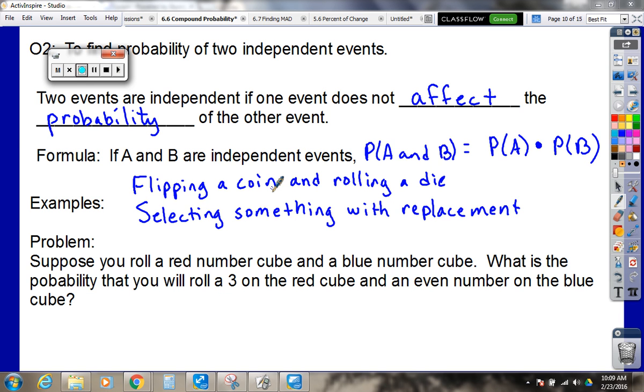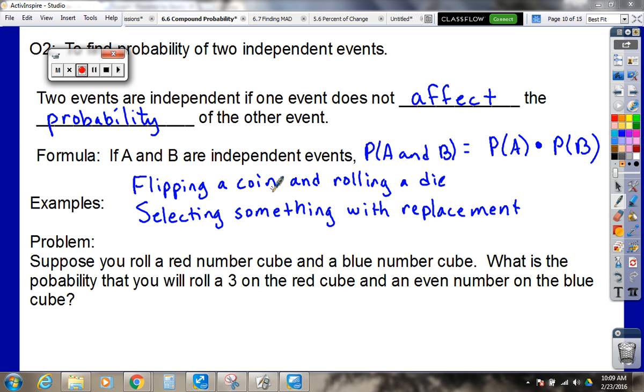Okay, so just a quick recap. Two events are independent if one event does not affect the probability of the other event. Then this is our formula: we just multiply the probability of A times the probability of B.